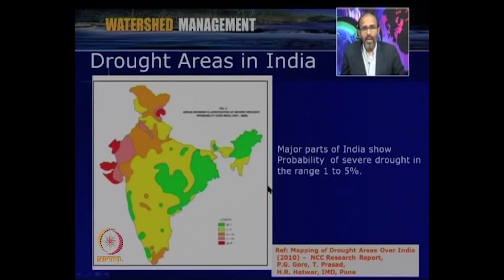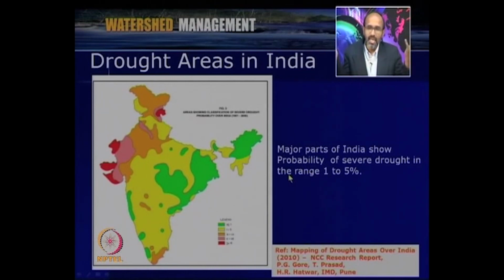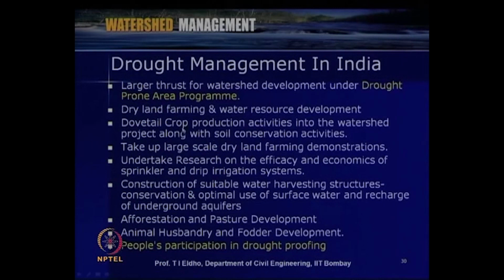Then with respect to severe drought conditions, they studied and came up with, for example, a probability of severe drought in the range of 1 to 5% being possible. Most parts of the country are given in this yellow color. So, like that they have come up with maps. This shows an indicator, and based upon this historical data we can analyze the drought situation.